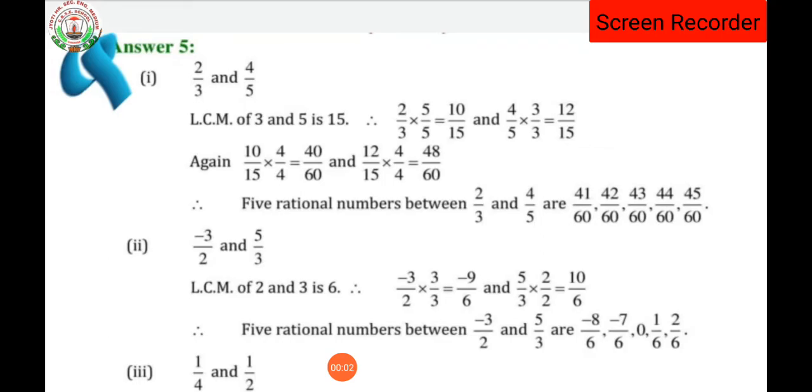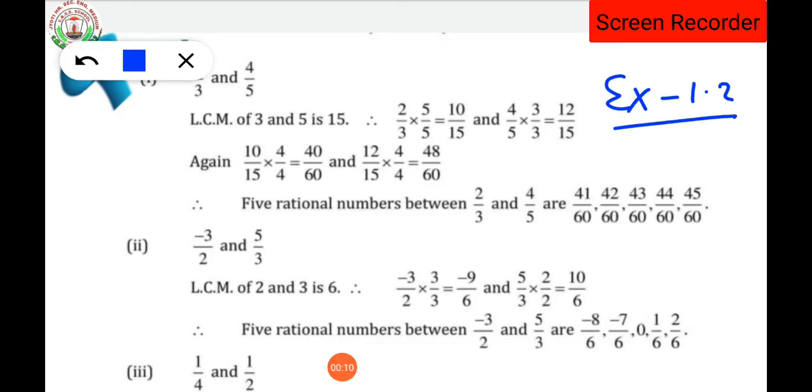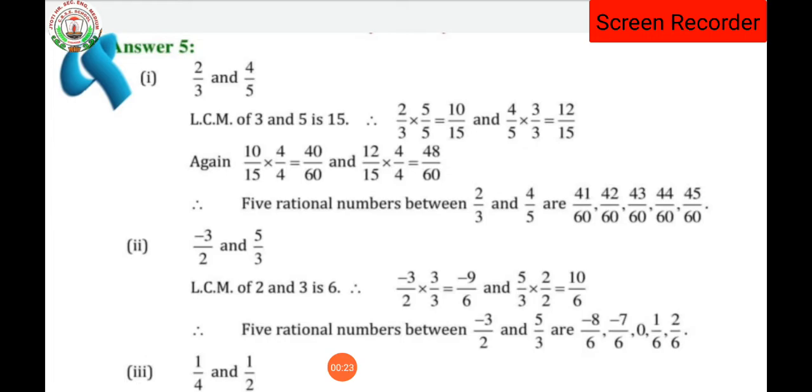Good morning to everyone. Today we are going to see question number 5 from exercise 1.2, chapter number 1, rational numbers. In the previous video, students, we had already completed exercise 1.1 and exercise 1.2 questions number 1 to 4. So today in this video we are going to see questions number 5, 6 and 7.